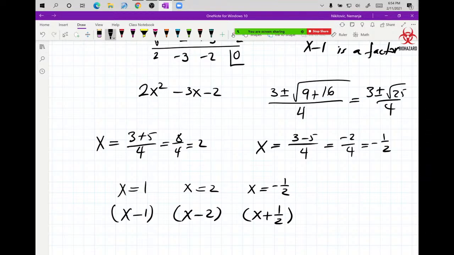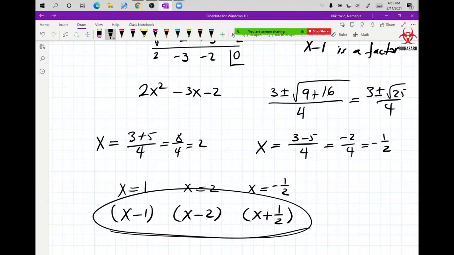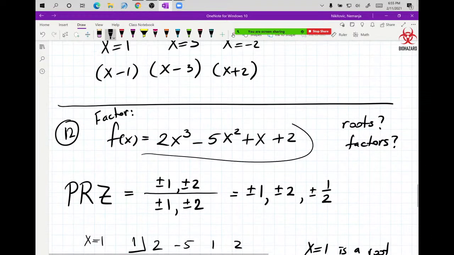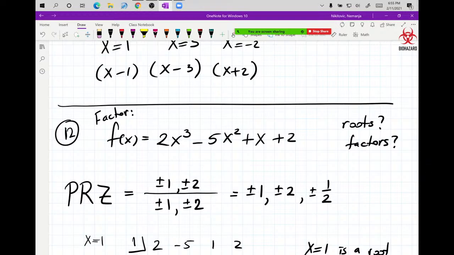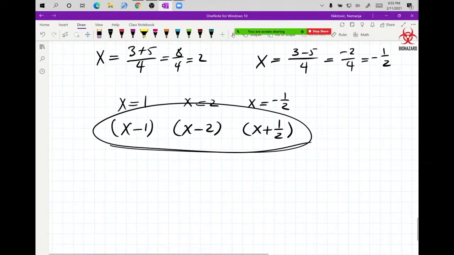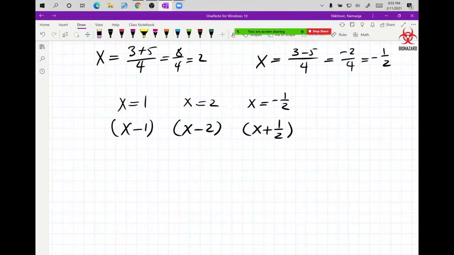If you want to check your work, the only thing you need to do is multiply these, and it will come up as that. Now, it could be off by a constant, but we need to discuss those types of problems when we are done with the PRZs over here.